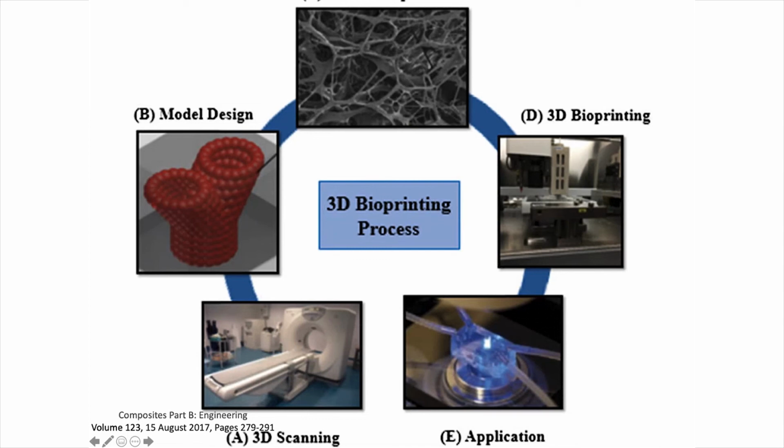So let's say we're trying to make a heart. You'd scan the patient's heart. You would develop a computerized 3-dimensional image of the heart. You would then make a model. You would have to put together bioink, which I'll talk about in a minute. You would then print that, and then you would put it back into the patient, its application. So it's actually pretty simple, the whole 3D bioprinting process, the idea behind it.